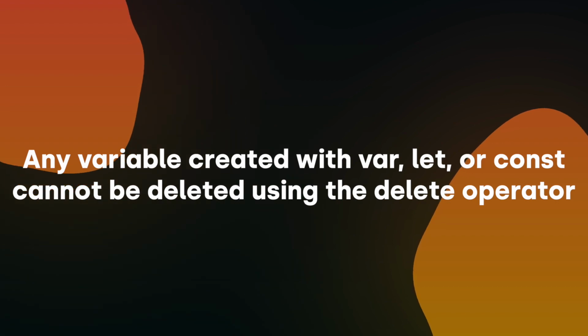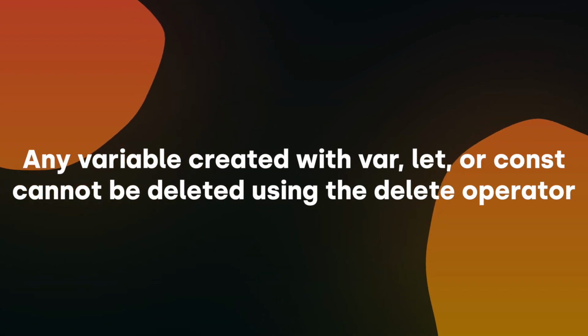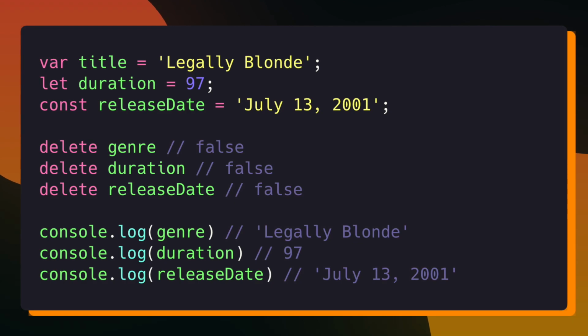To start off simple, we're going to take a look at variables that are created with the var, let, and const keywords. So any variable created with var, let, or const cannot be deleted using the delete operator. So in this code block example, what I have here is I have 3 variables, title, duration, and release date, all using var, let, and const.